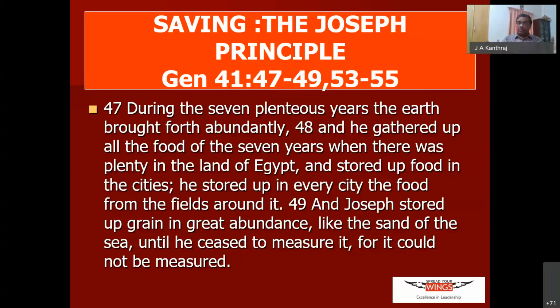When things were going well, when the land of Egypt was full of prosperity, everybody thought this would be there for eternity, for all the years to come. But there was Joseph who visualized that the day will come when we need to be careful. He started storing food like the sand of the sea, where it cannot be measured. To that extent, he started storing. And that's exactly what happens, my dear friend.